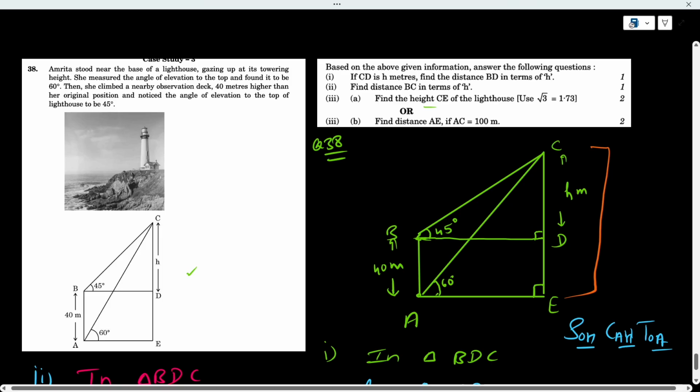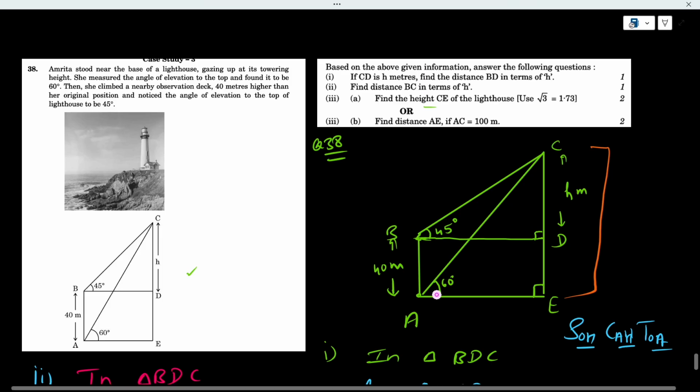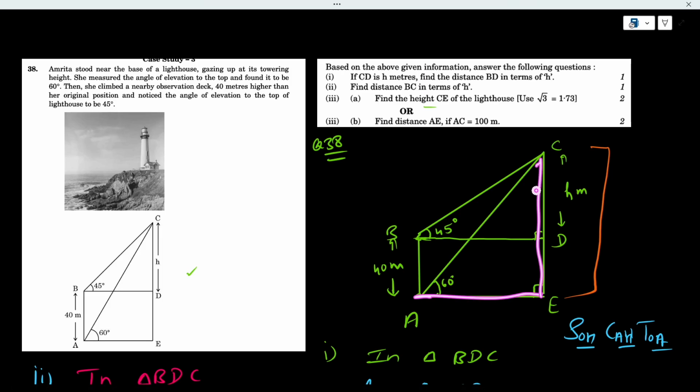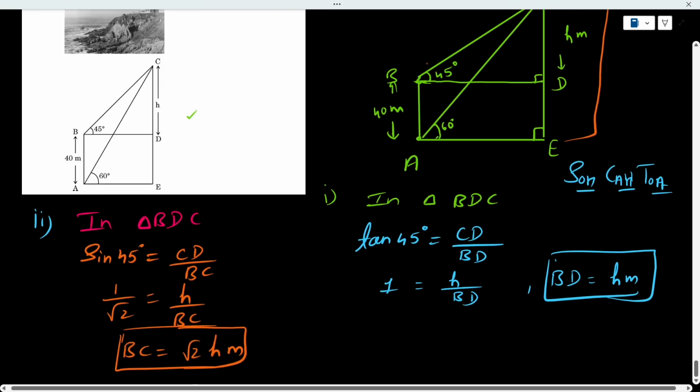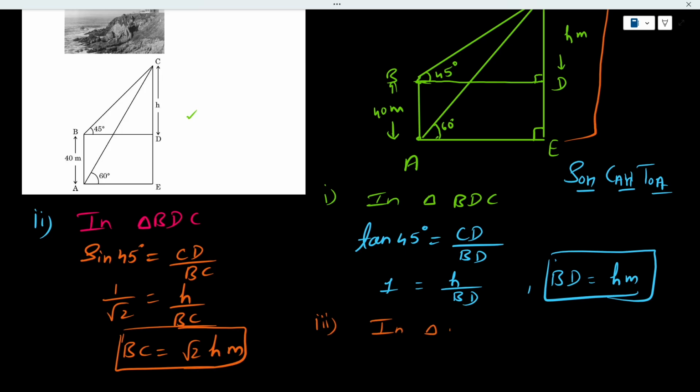So which trigonometric ratio, which triangle first will I consider? We'll consider AEC, and for this it will be opposite by adjacent. Why adjacent? Because we already have the BD length. So in this triangle, triangle AEC, if I take tan 60, opposite will be CE by adjacent will be AE.